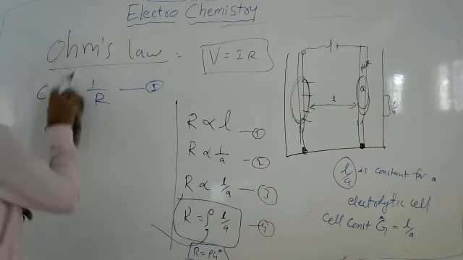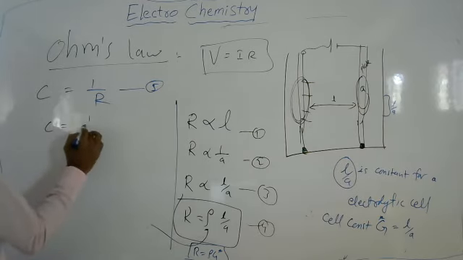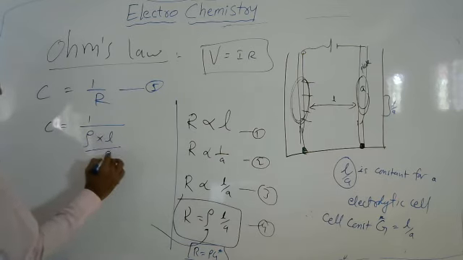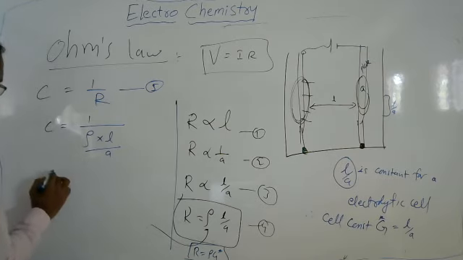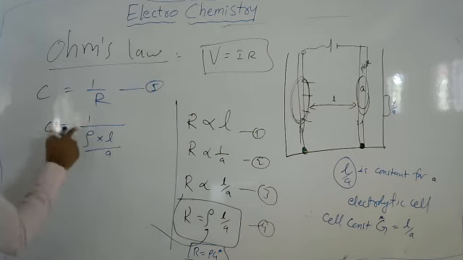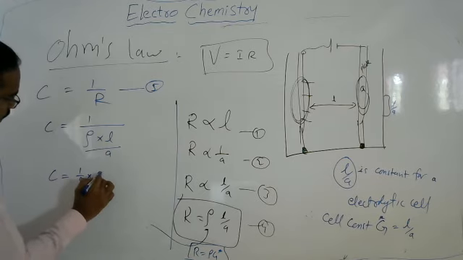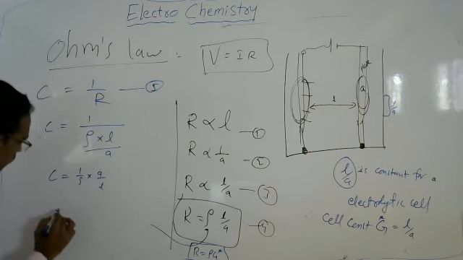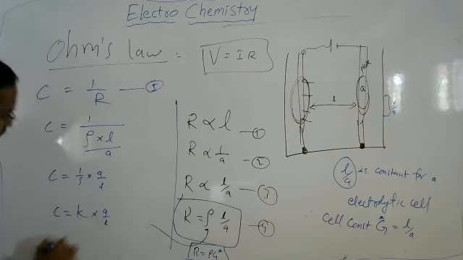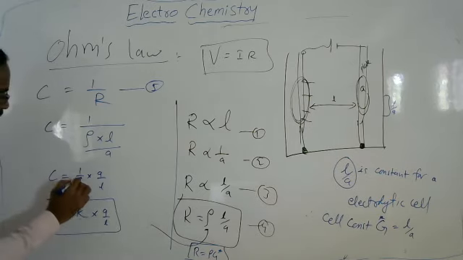Sorry, it's not directly proportional. See, C equals 1 by R. C equals 1 by rho into L upon A. Then C equals, this A will go up, here 1 by rho is there. I will write here 1 by rho into A by L. So C equals small k into A by L. Here one more formula. What is k here? k equals 1 by rho.